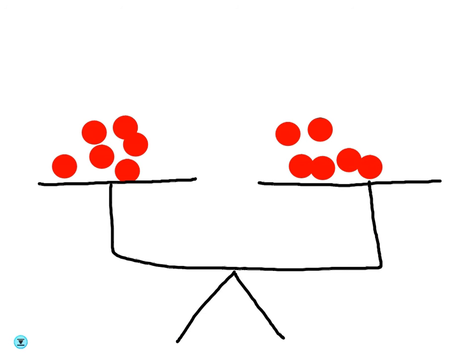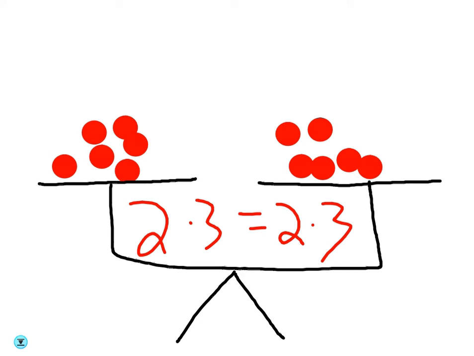What would that expression look like? Yeah, okay. 2 times 3. You could write 3 times 2 or just 2 times 3 again. Either way. Basically, you're taking 2 apples and multiplying them by 3.